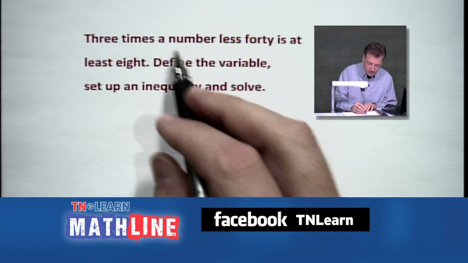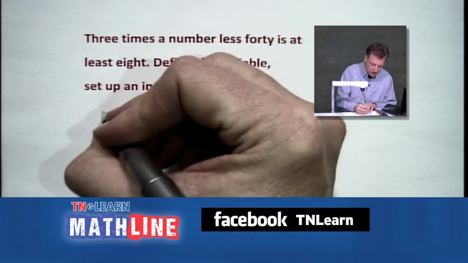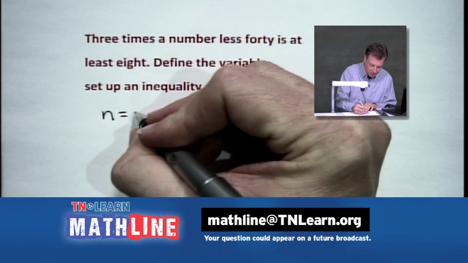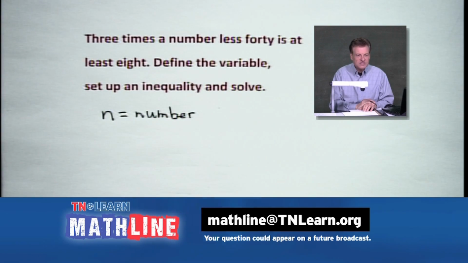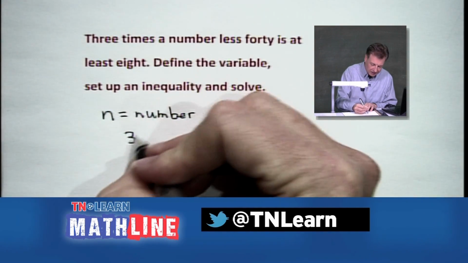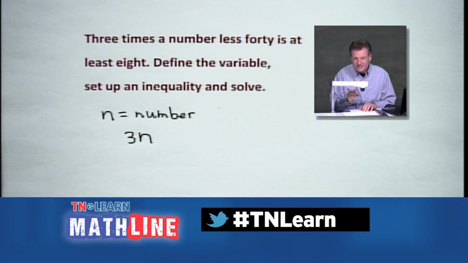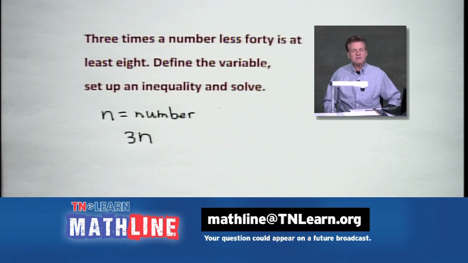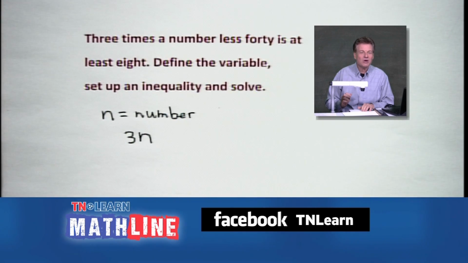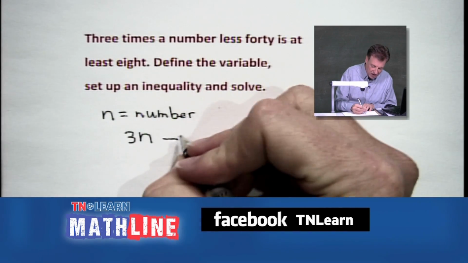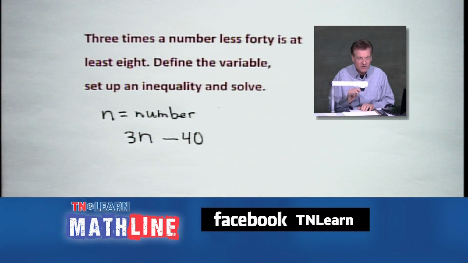Now let's talk about what we're going to do. It says first define the variable. We're going to do just that. We're going to say n is this number, this nebulous number we're looking for. And it says if we take 3 times that number, and, ooh, what is less 40? Some of you are always saying, Ernie, that's supposed to be 40 minus 3x, or 40 minus 3n as the case is here. No. Look. It says number less 40. So we're going to subtract the 40 this time around. That's the way it works.